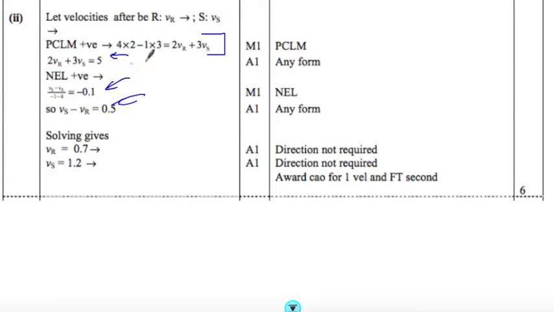Okay, so you get 1 mark for doing your conservation of momentum, 1 mark for then getting to that equation, another 2 marks for getting to this equation, and then 2 marks for solving them, and I'm not bothered about direction.